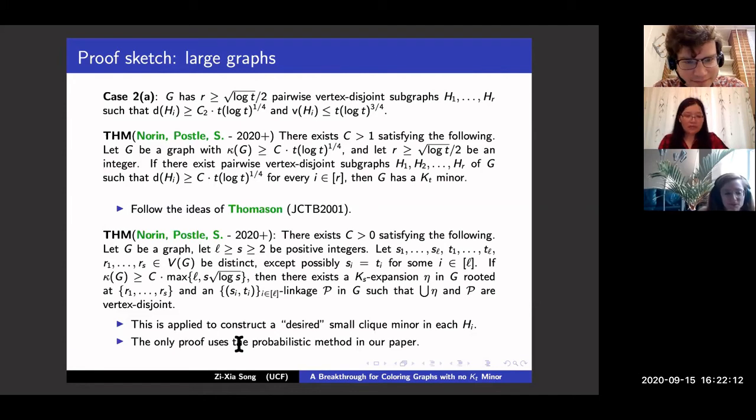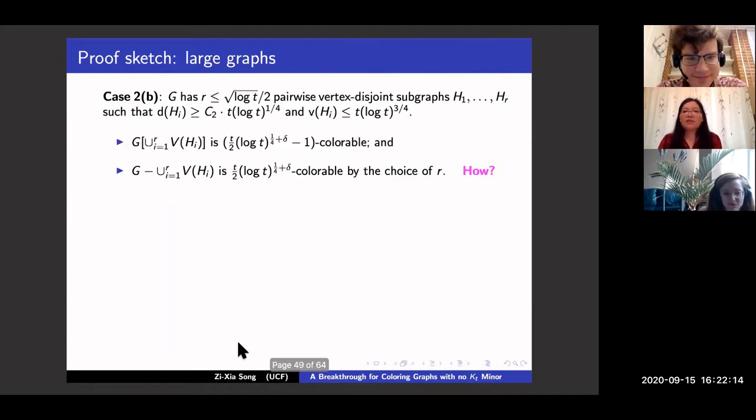So this is the case when you have enough copies of this one. I need to move quickly. So if I don't have this many copies of subgraphs, what do I do here?